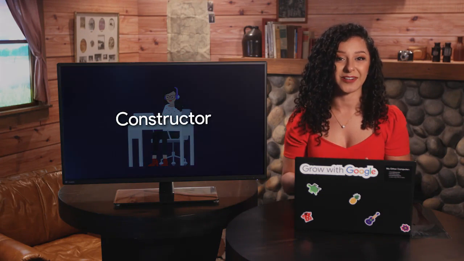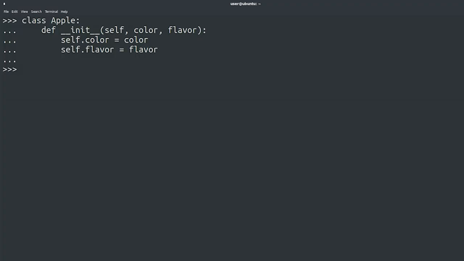To do this, we need to use a special method called a constructor. Let's go back to our Apple example to see this in action. The constructor of a class is the method that's called when you call the name of the class. It's always named __init__. You might remember that all methods that start and end with 2 underscores are special methods.